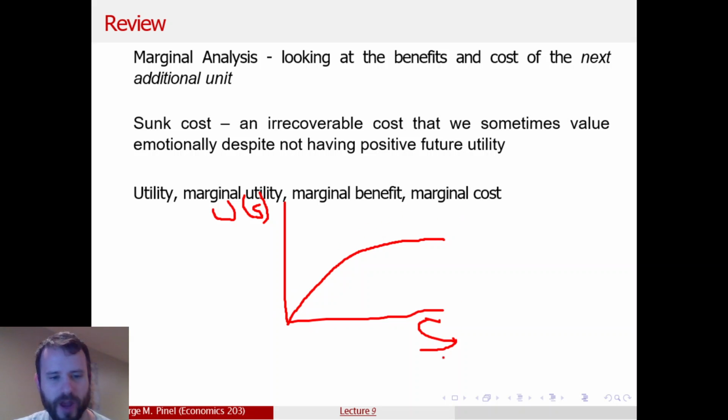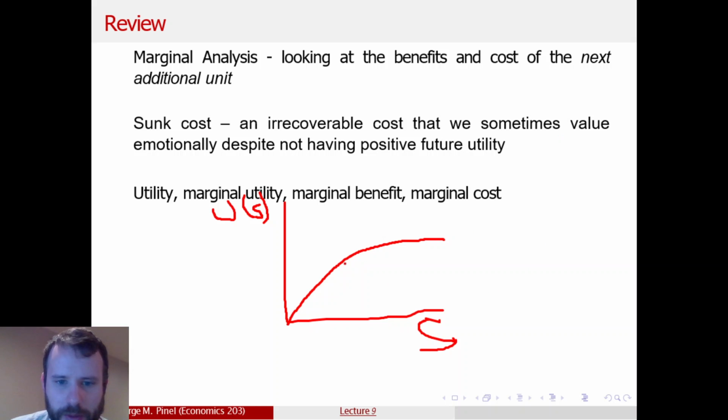So the more sandwiches you consume, the lower the marginal utility of that sandwich. Like the 100th sandwich to you doesn't mean as much as your first sandwich, right? So the more you consume of something, the less additional benefit that something gives you.